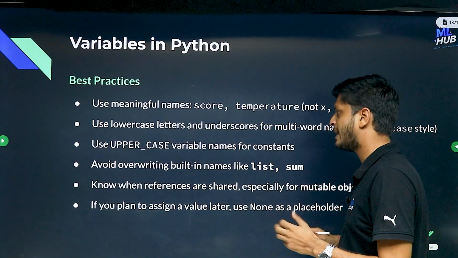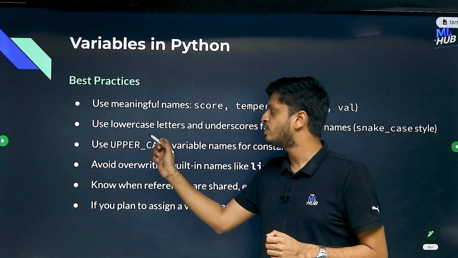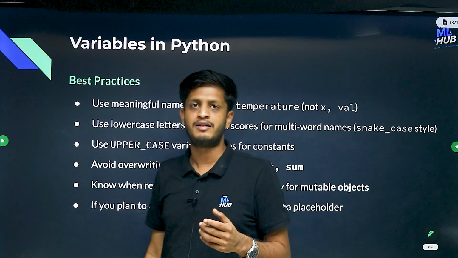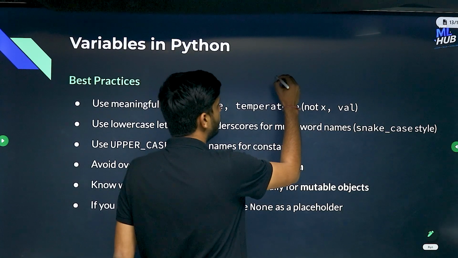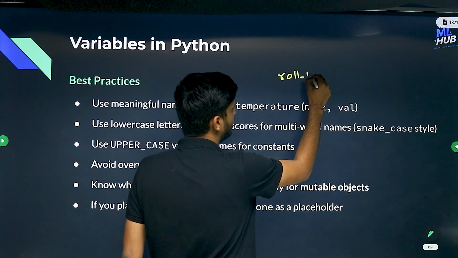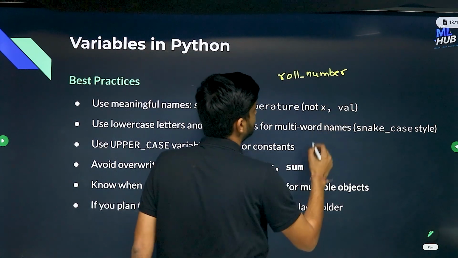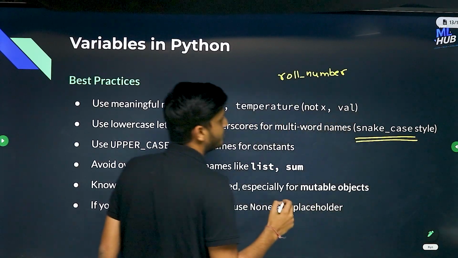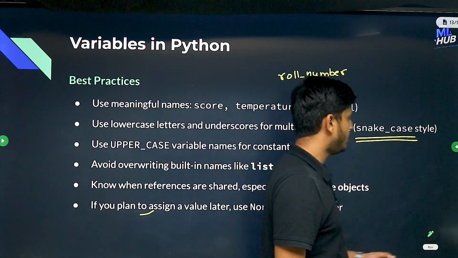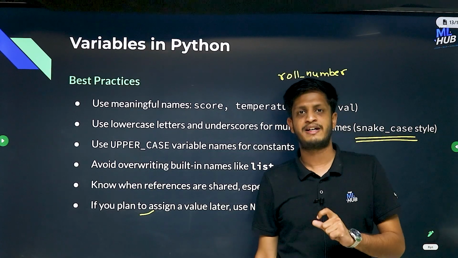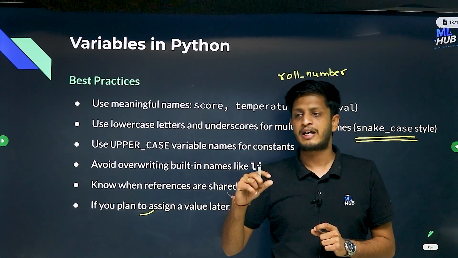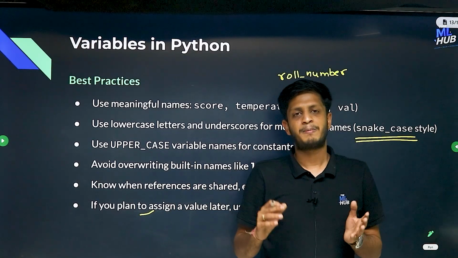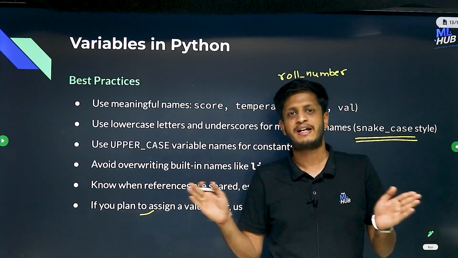Again, the next general practice that is followed is, for variable names, you can use lowercase letters and underscores for multi-word names. So let us say you want to create a variable called roll number. The general practice is, for variables, we use underscores like this. You can name the variable like this, and this is called snake case style, which has underscores. Generally variables are created using lowercase characters. If you start a variable name with a capital letter, that is generally done for classes. For variables, people follow this practice that they should name them in small case characters.